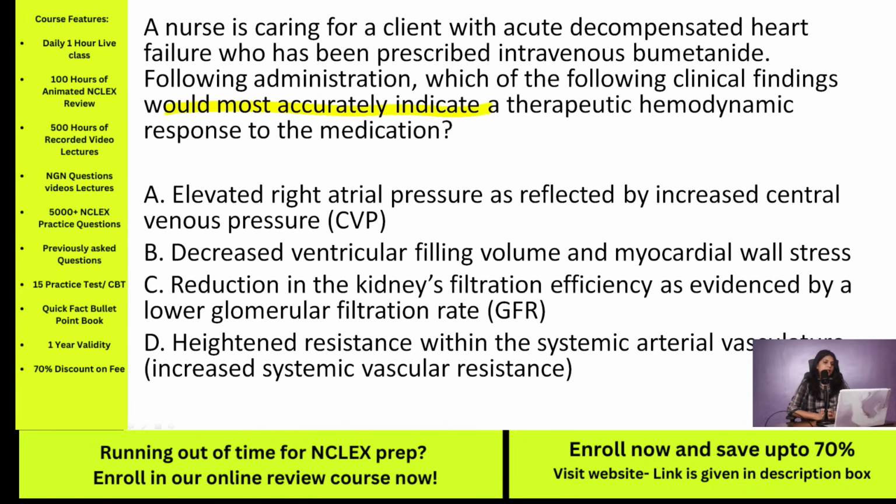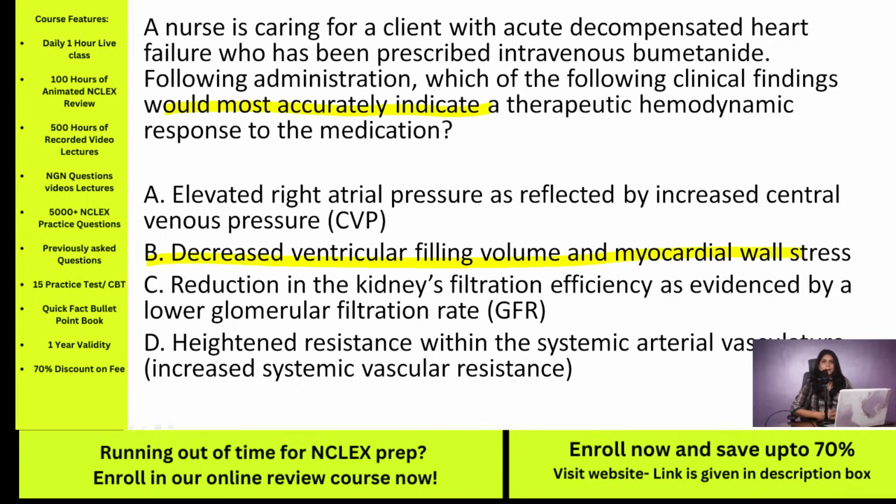Option A, elevated right atrial pressure as reflected by increased central venous pressure. Option B, decreased ventricular filling volume and myocardial wall stress. Option C, reduction in the kidney's filtration efficiency as evidenced by a lower glomerular filtration rate. Option D, heightened resistance within the systemic arterial vasculature, increased systemic vascular resistance. Now let's determine which of these reflects a true therapeutic benefit of bumetanide administration. The correct answer is Option B, decreased ventricular filling volume and myocardial wall stress.